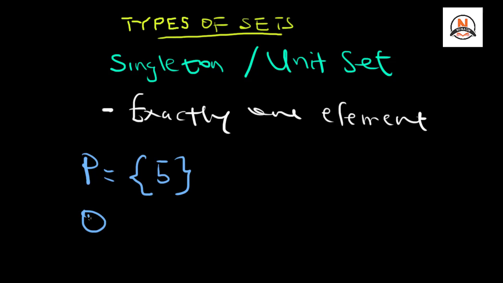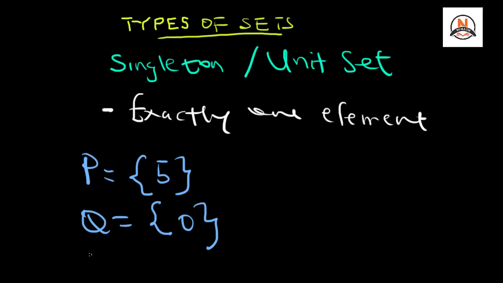Let us consider set Q. Set Q has how many elements? How many elements does set Q have? Set Q has just one element, and the element is 0. Please take note that set Q here is not an empty set. It has an element, and the element is 0.